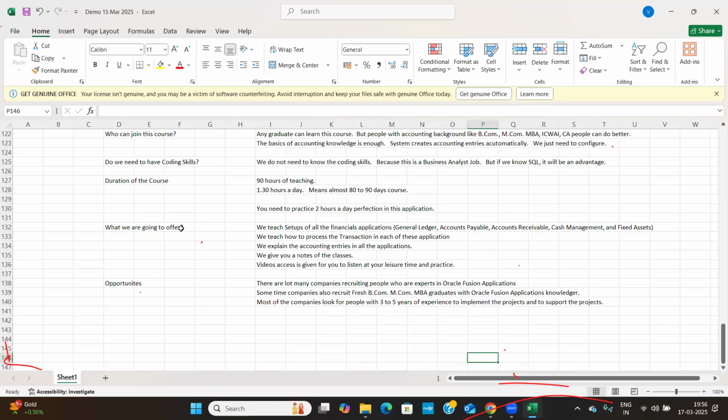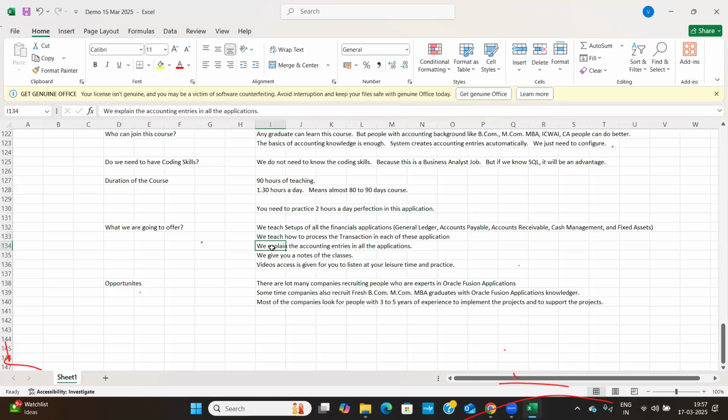What we are going to offer you: if you join here, we teach setups, how to configure the blank software as per the requirements of the customers. Every customer's requirements may be different, so you will have to configure the system for different clients in different methods. So we'll teach you how to configure the system setups. And after making the setup, we will also teach you how the transactions are processed.